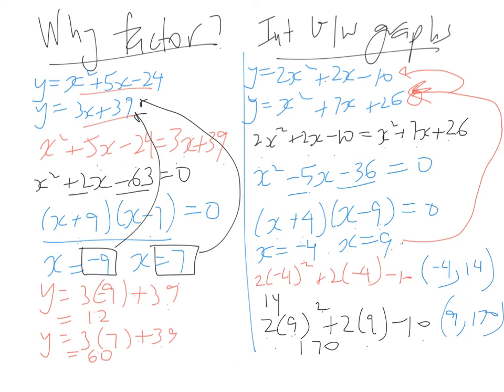So that's what we do there. That's why we factor. We factor like we did in the previous section to find x-intercepts of a graph and also to find the x-coordinates of the intersection between two graphs. And this is the technique you can apply to any type of graph, any two types of graph in any situation.